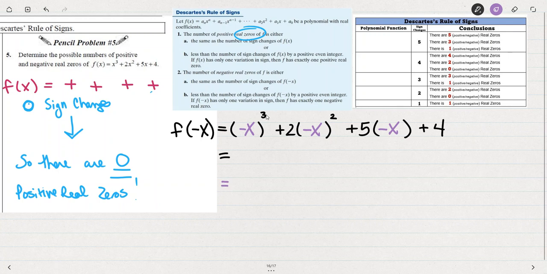The opposite of x cubed, that's 3 negatives. So that's going to be the opposite of x cubed. The 2 times the opposite of x squared, the opposite of x times the opposite of x is going to make it positive. So that's going to be plus 2x squared. 5 times negative x, negative 5x, and then plus 4. So we've got a negative, positive, negative, positive. Let's look and see how many times the sign changed. I'm going to count those.